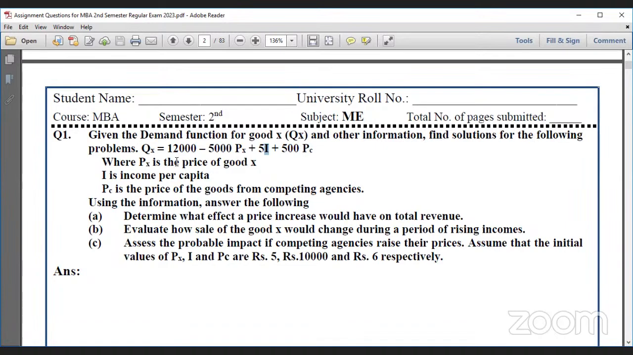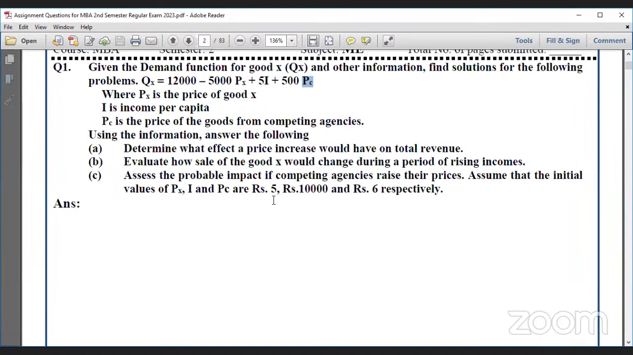Yes, sir. X, I and product cost. This is quantity of X. This is price of X. This is I. What is the value of I? I equals income per capita, sir. 10,000 is written directly.